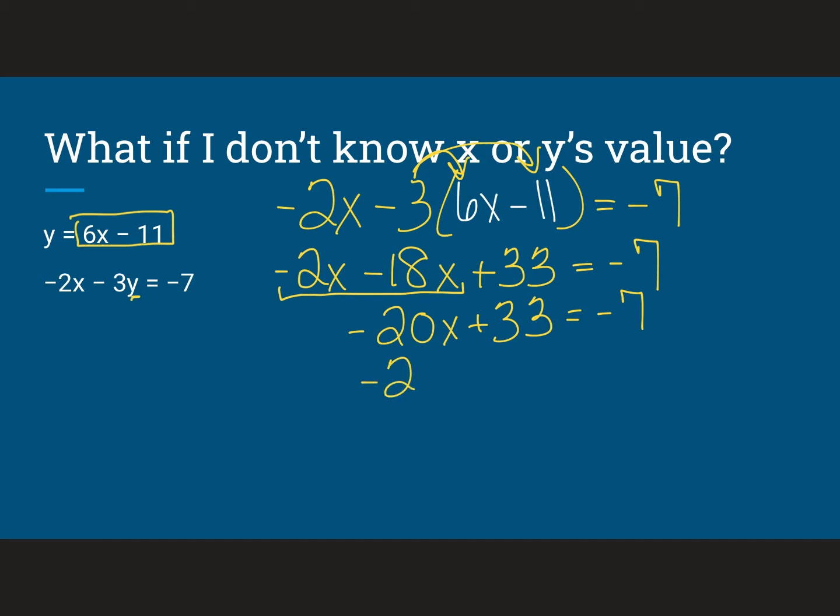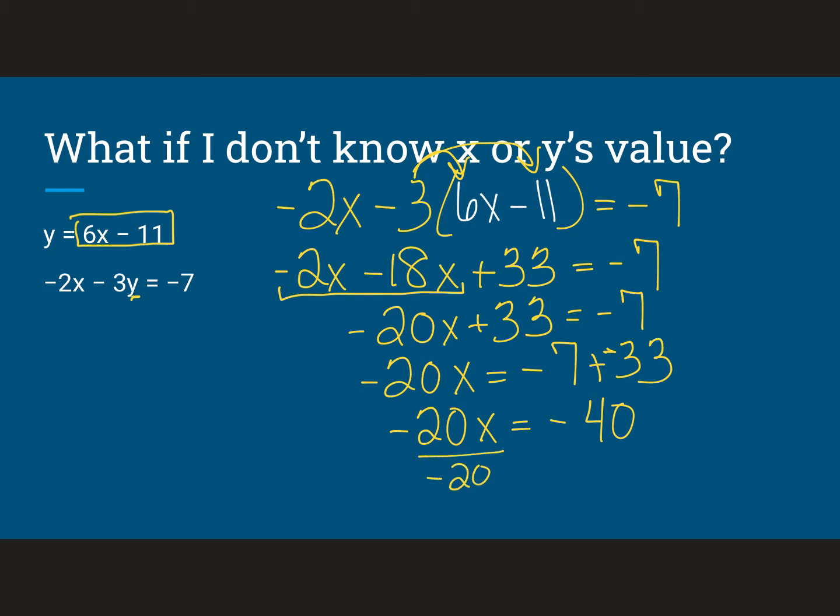So I have negative 20x equals negative 7 minus 33. Please remember that negative 7 minus 33 is the same thing as negative 7 plus negative 33. So I have negative 20x equals negative 40. Remember, your integer work is very important. You will get the wrong answer otherwise. Then I'm just going to divide both sides by negative 20, and I get x equals 2.